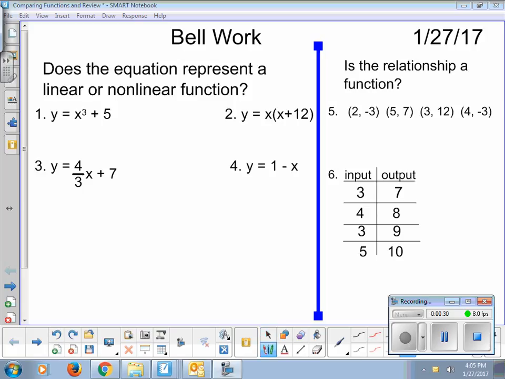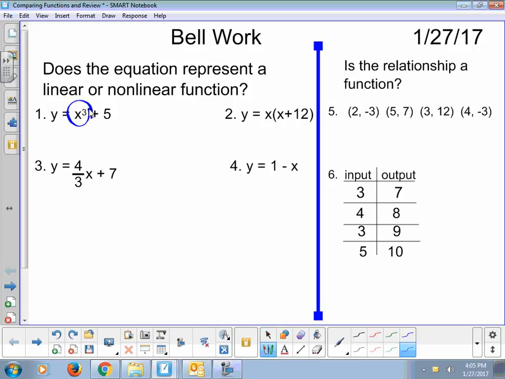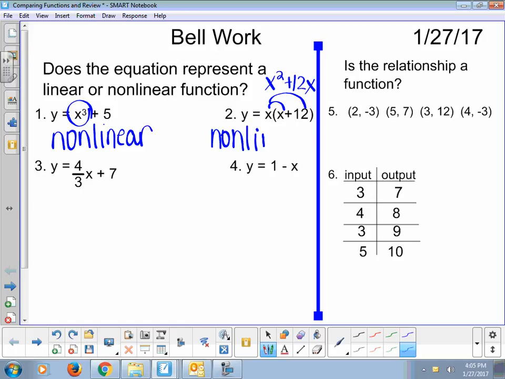For number 1, we have y equals x cubed plus 5. Since we have x cubed, it is a nonlinear function. For number 2, we have y equals x in parentheses x plus 12. If you distributed, you would get x squared plus 12x. And since your x is not to the power of 1, you know that it is nonlinear.